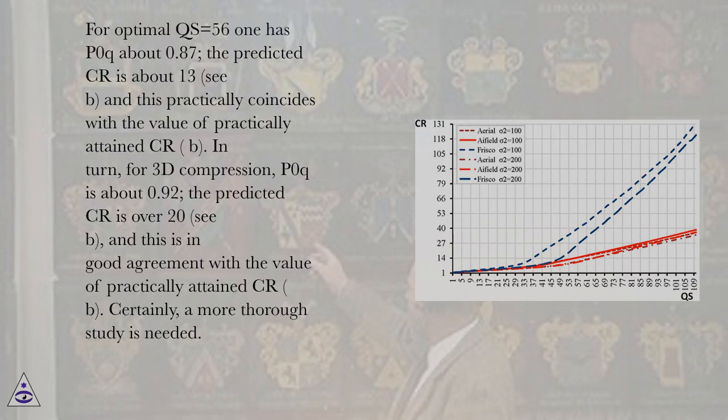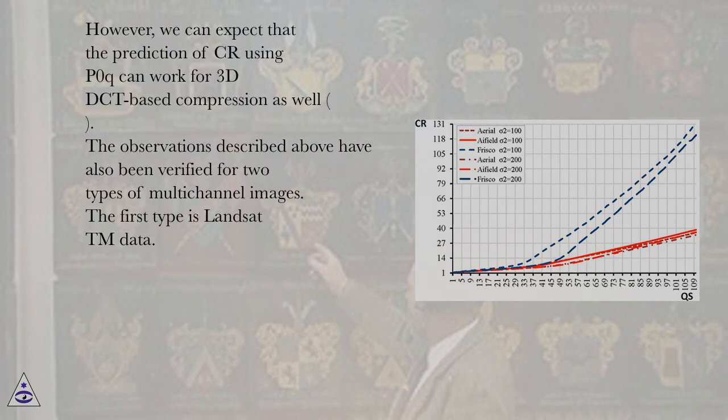For optimal QS equal to 56 one has P0Q about 0.87, the predicted CR is about 13, and this practically coincides with the value of practically attained CR. In turn, for 3D compression, P0Q is about 0.92, the predicted CR is over 20, and this is in good agreement with the value of practically attained CR. Certainly, a more thorough study is needed. However, we can expect that the prediction of CR using P0Q can work for 3D DCT based compression as well.